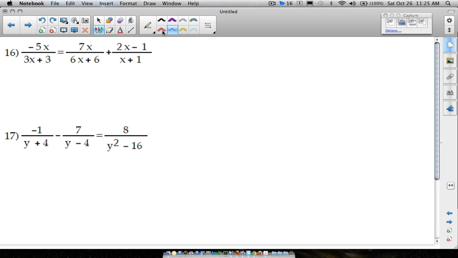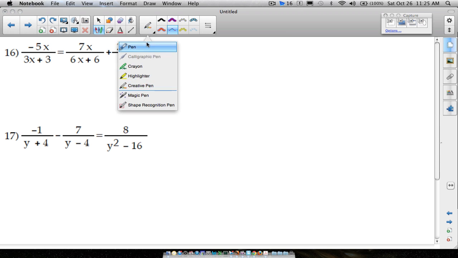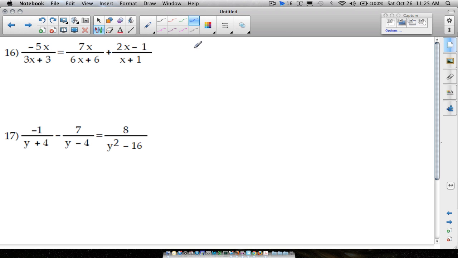Alright, so here, how about we go ahead and factor everything that we can. Some of these bottom pieces will factor, and then we'll focus on getting common denominators. So this right here, GCF, we can do 3 times x plus 1.